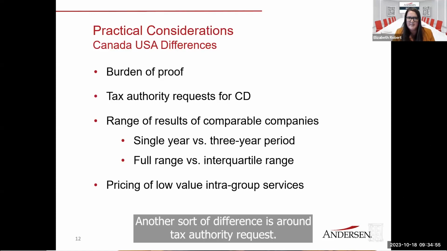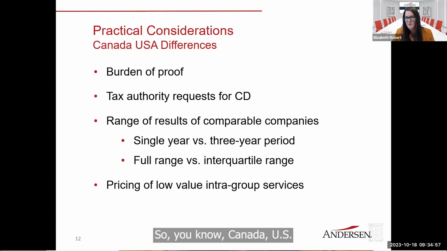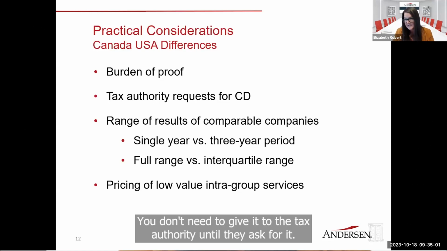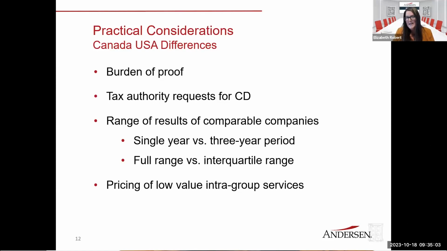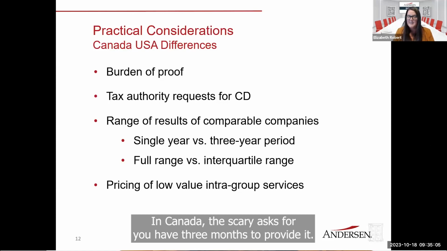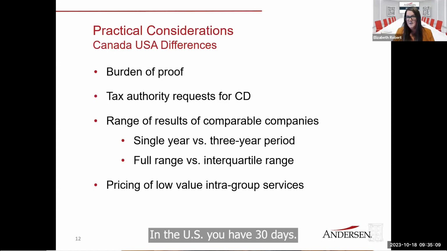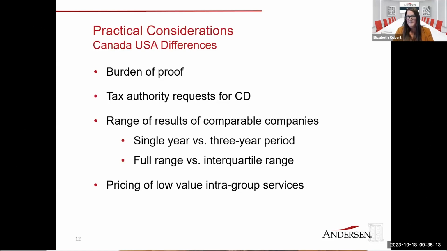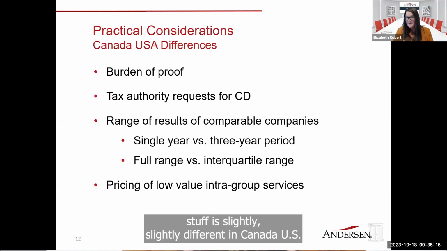Another difference is around tax authority requests. In Canada and the U.S., you prepare your documentation, and you don't need to give it to the tax authority until they ask for it. In Canada, if the CRA asks for it, you have 3 months to provide it. In the U.S., you have 30 days. So your ability to do things is slightly different in Canada and the U.S.